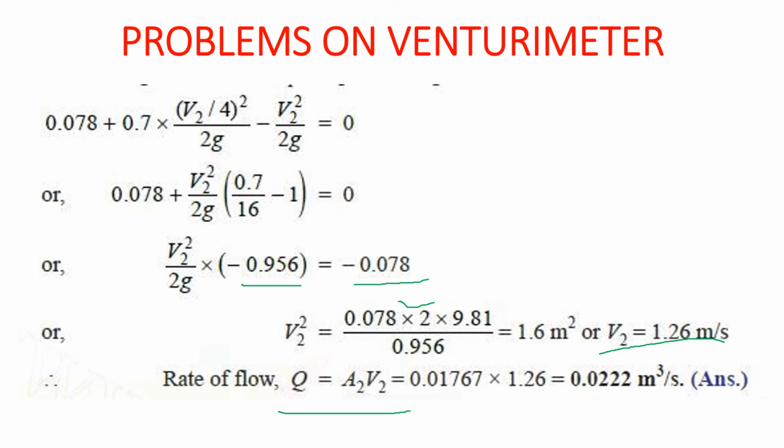So therefore, A2 is 0.01767 into 1.26, that is V2, which we have calculated here, and therefore the value of discharge is 0.022 meter cube per second. So guys, this was our today's lecture. We have completed 4 problems based on venturimeter.